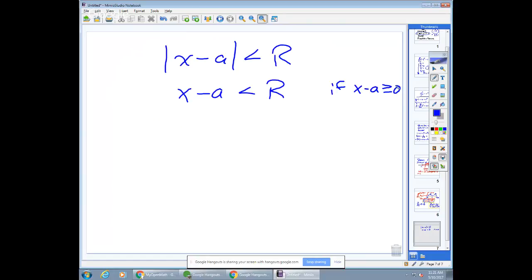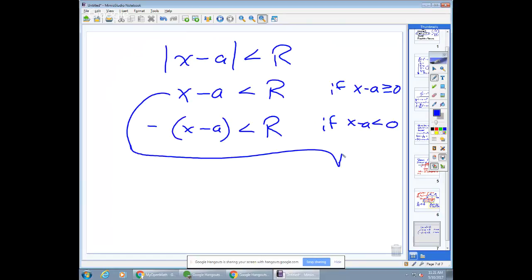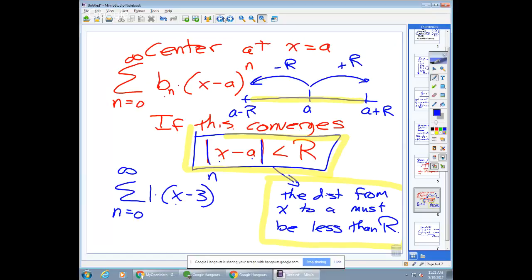However, what if x minus a is negative? What's the absolute value of negative 2? 2. We take the opposite of whatever is inside. So if x minus a happened to be negative, then I have to take the opposite of x minus a, and that should be less than r. If I clean this up a little bit, the top inequality says, adding a to the other side, that x has to be less than a plus r, which is what I was claiming in this right side of my picture here.